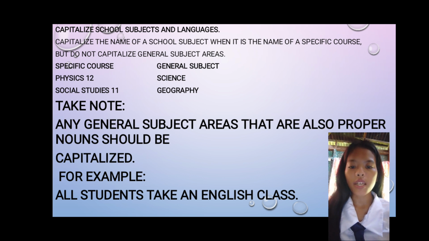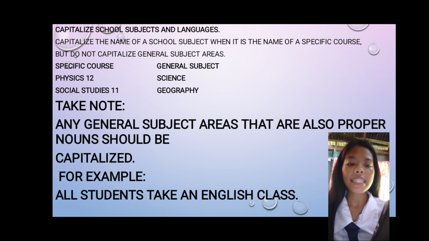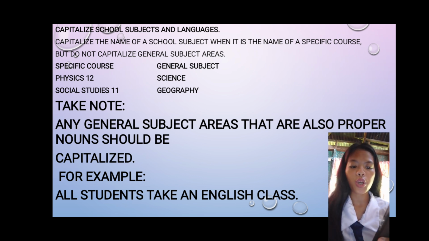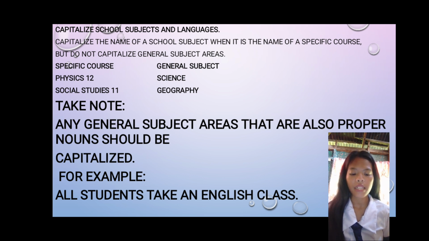Capitalize school subjects and languages. Capitalize the name of a school subject when it is the name of a specific course, but do not capitalize general subject areas. Specific course: Physics 12. General subject: science. Specific course: Social Studies 11. General subject: geography. Take note, any general subject areas that are also proper nouns should be capitalized. For example, all students take an English class.